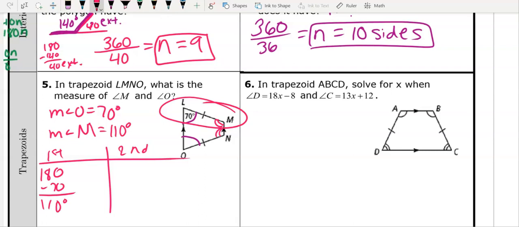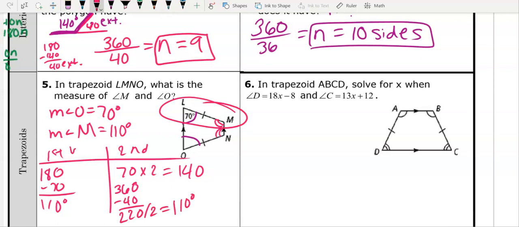Now the second way would be to say 70 times 2, which is 140, and then subtract that from 360, which would give us 220, and then we would divide that by 2 to get each individual angle, 110. So both of these ways are acceptable.